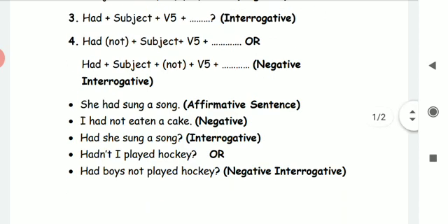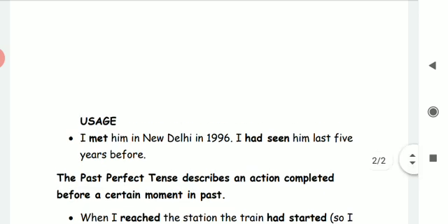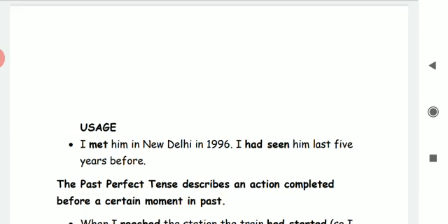Okay. Now let us try to understand the usage of past perfect tense, and this is very important to understand. As I made it clear, I am again making it clear. See this sentence: I met him in New Delhi in 1996. I had seen him last 5 years before. The past perfect tense describes an action completed before a certain moment in past. Before a certain moment in past.